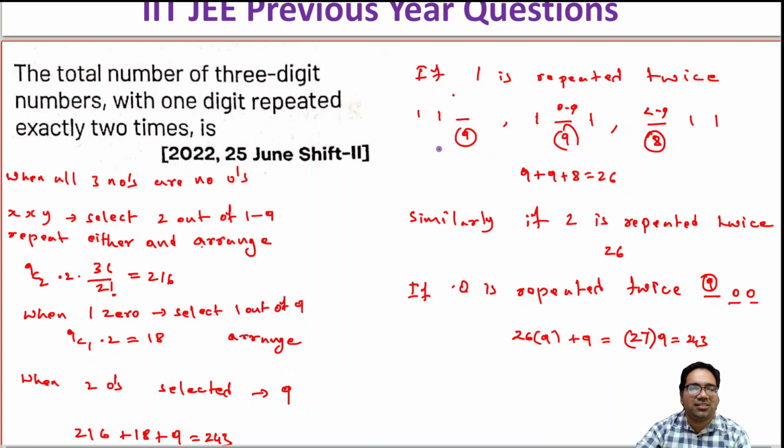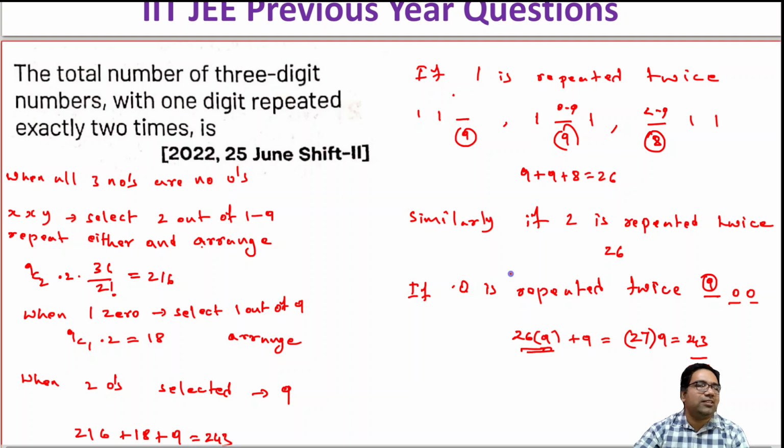Similarly for 2, similarly for 3, similarly up to 9. So for 1 repeating twice, 2 repeating twice, 3 repeating twice, similarly all the 9 digits repeating twice, we get 26 into 9. But 0 is a special case. If 0 is repeated twice, that means 0 has to take the last two digits only. 0 cannot take the first digit, because then it will not be a three-digit number. So 0 has to take only the last two slots. The first number can be anyone between 1 to 9, so we have only 9 numbers when 0 is repeated twice. So 26 into 9 plus 9, which is 27 into 9, 243, is the correct answer.